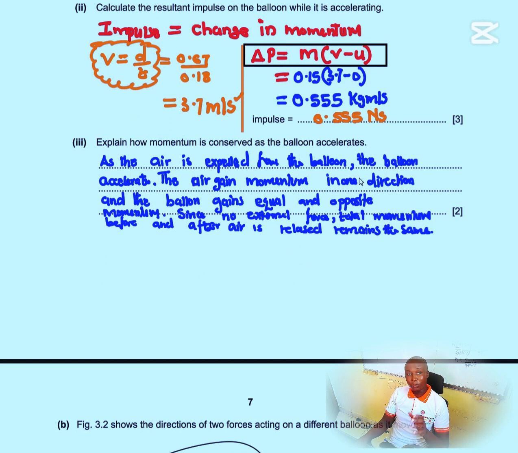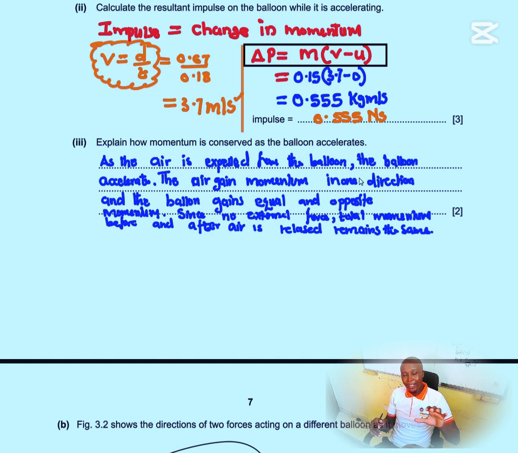The law of conservation of momentum states that momentum before collision is equal to momentum after collision, provided there is no external force acting on the system. Now we are supposed to explain how momentum is conserved when this balloon accelerates. As air is being expelled from the balloon, it will accelerate forward. As the air gains momentum in one direction, the balloon also gains equal momentum in the opposite direction.